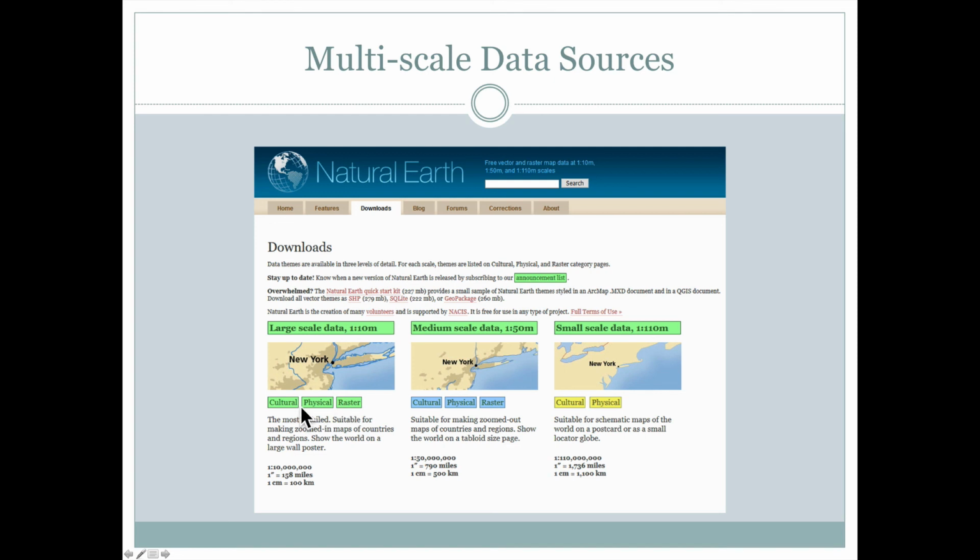And then they organize the data into cultural, physical, and raster data sets. But this is something that people have put thought into as far as what looks good at these scales. And they've already taken into account all of those things, such as how simplified or how smooth the lines have to be in order to look appropriate for mapping at those scales. So it's just a scale consideration that's been put in here, and then multiple data sources that are available for mapping at those scales.